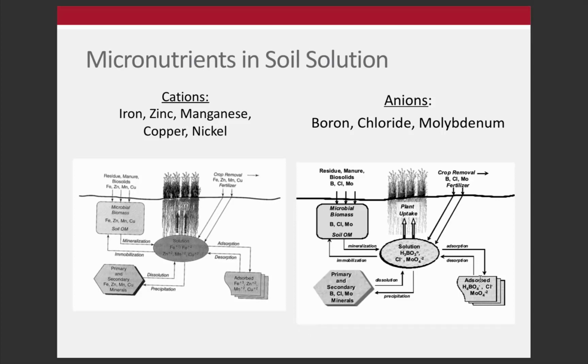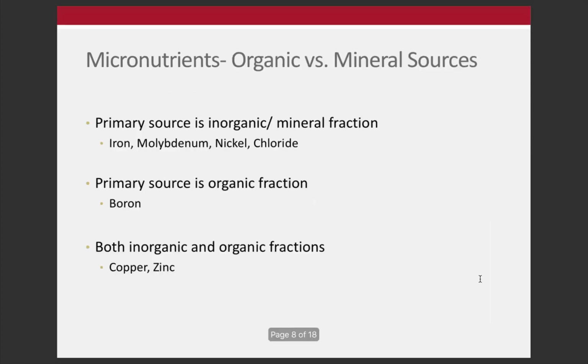Okay. And so, because there are 8, we can have different ways to think about them or different ways to classify them, and they can be classified into cations or anions. So this is one example. The cations: iron, zinc, manganese, copper, and nickel. The anions: boron, chloride, and molybdenum. We can also classify them versus organic and mineral sources.